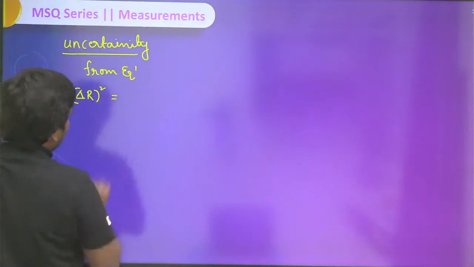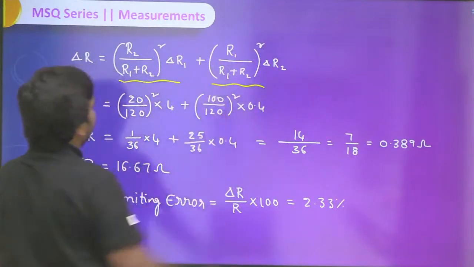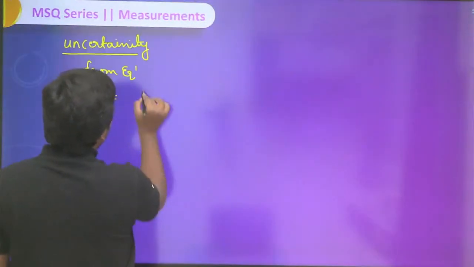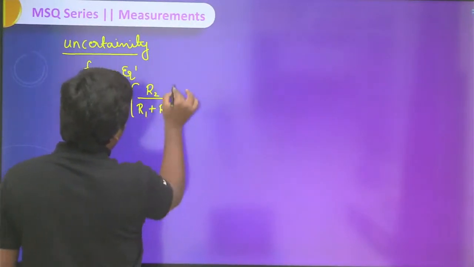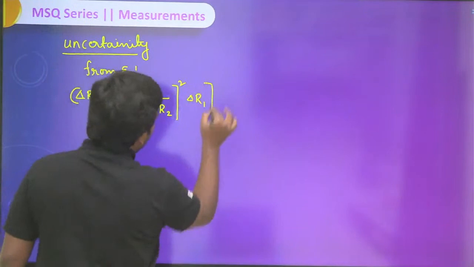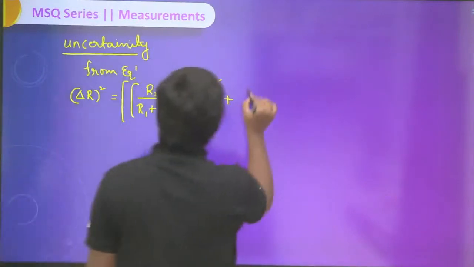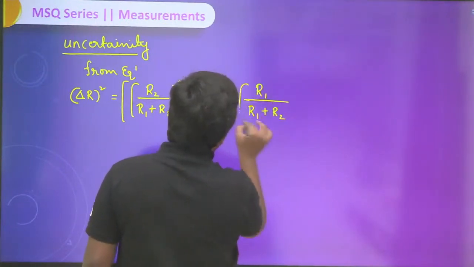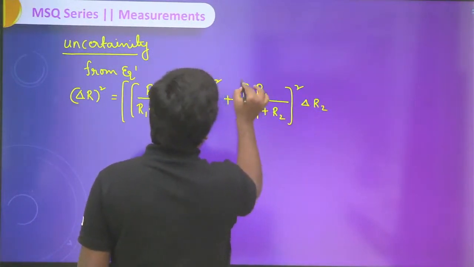When we square on both sides, what will we have? Delta R square equals, obviously it will become (a plus b) whole square, so it will be equal to (R2 divided by R1 plus R2) whole square into delta R1, this is a, square it, plus a square, and this one is b, so B square, a square plus b square, so (R1 plus R2) again whole square, and then into delta R2, of course this must be whole square.